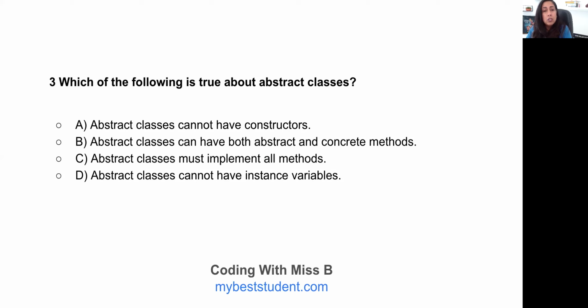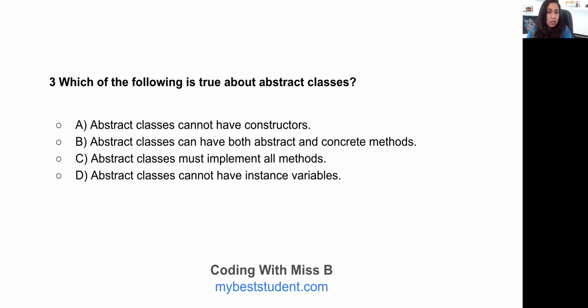Question 3. Which of the following is true about abstract classes? A, abstract classes cannot have constructors. B, abstract classes can have both abstract and concrete methods. C, abstract classes must implement all methods. And D, abstract classes cannot have instance variables. So C and D are out.